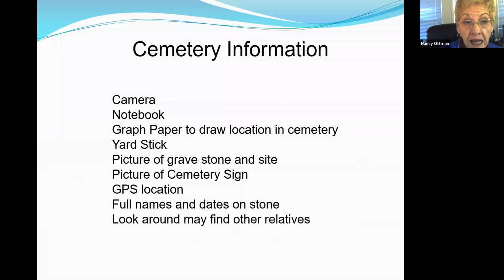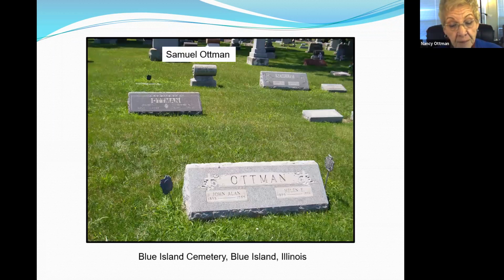Most of our phones and some of our cameras all have GPS locations that again could be helpful to you in the future. Note the full names and dates on the stone and look around because you may find some other relatives. As an example, I have an uncle who is buried in Blue Island Cemetery in Blue Island, Illinois, just out of Chicago. His son is buried there as well.